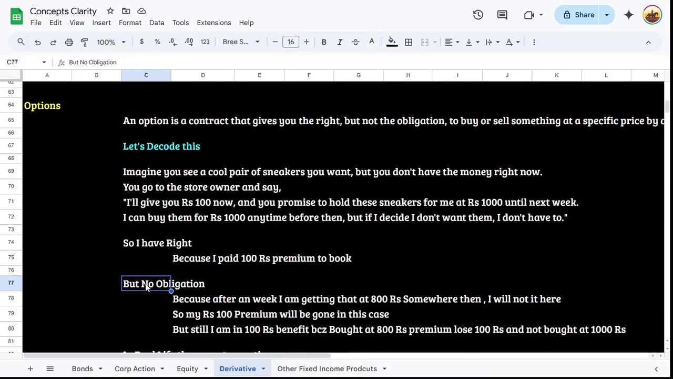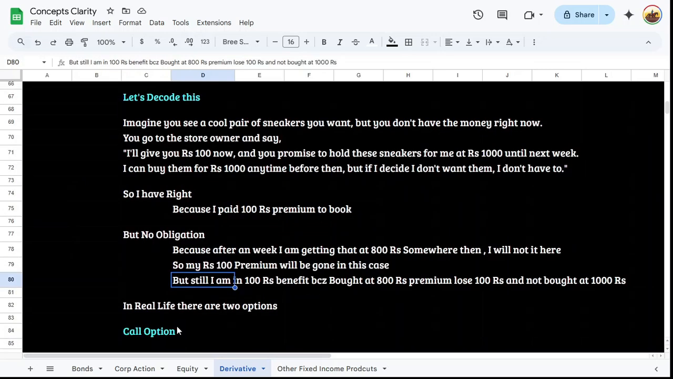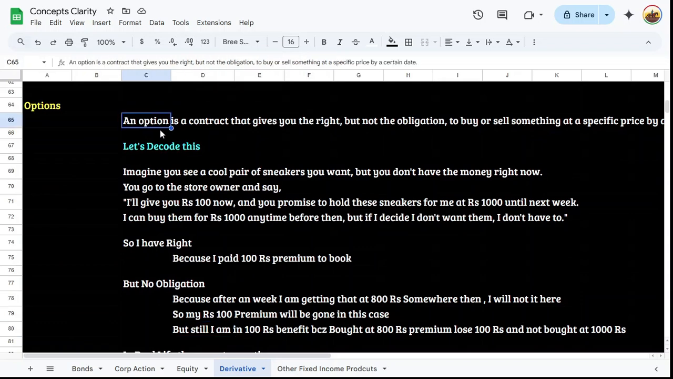I am the buyer, so what can happen? After 1 week, if I get that same pair of shoes at 800 rupees somewhere else, and he is giving it to me at 1,000 rupees, then I will not buy from him. In that case, the 100 rupees I paid as premium will be gone. But still I'm in profit, because instead of paying 1,000 rupees, I'm getting it for 800, so I save 200 rupees, and since I already paid 100 rupees, my benefit will be only 100 rupees. So that's, I can say, an option.